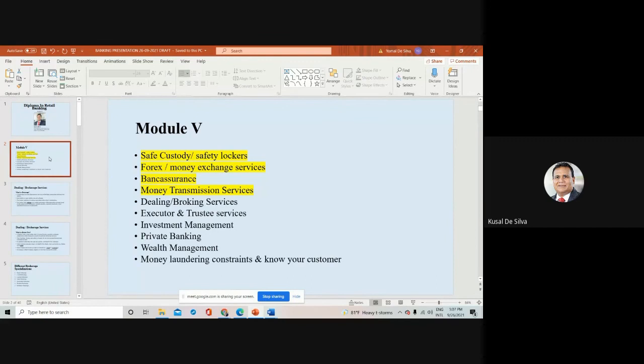If the SRR, the statutory reserve requirement, increases further... When we joined the bank, it was 10%, and subsequently it was reduced to 7, and then to 2, and then recently increased again to 4. So why they use the statutory reserve requirement is to control the money supply in the market. That is the objective of that.